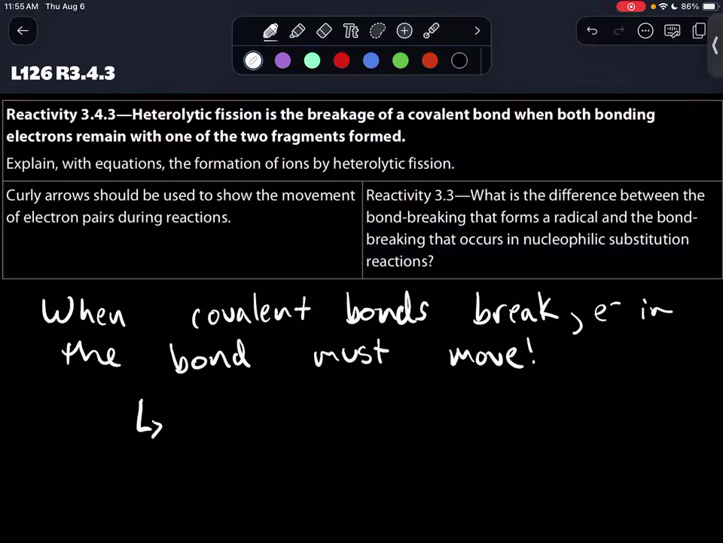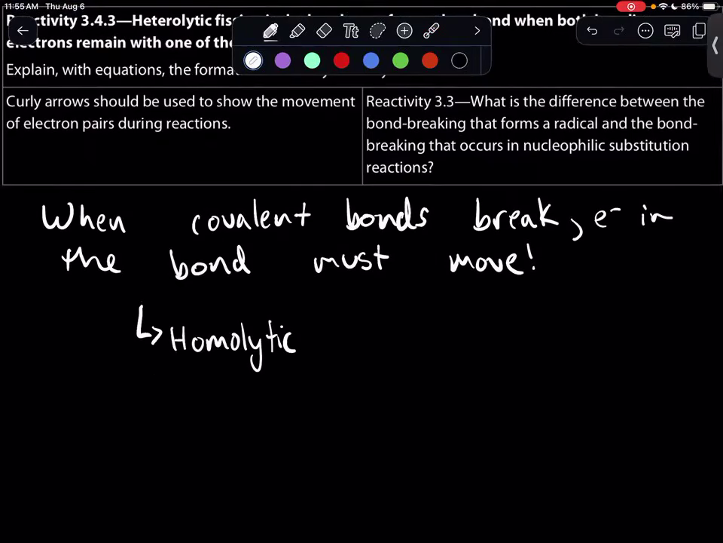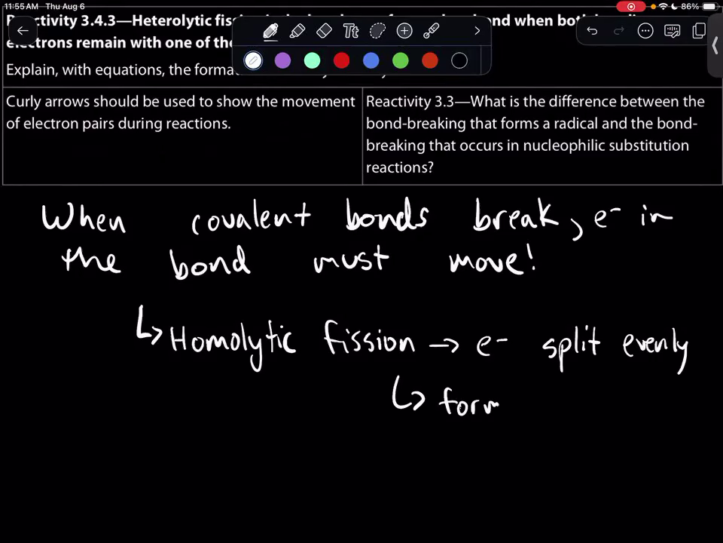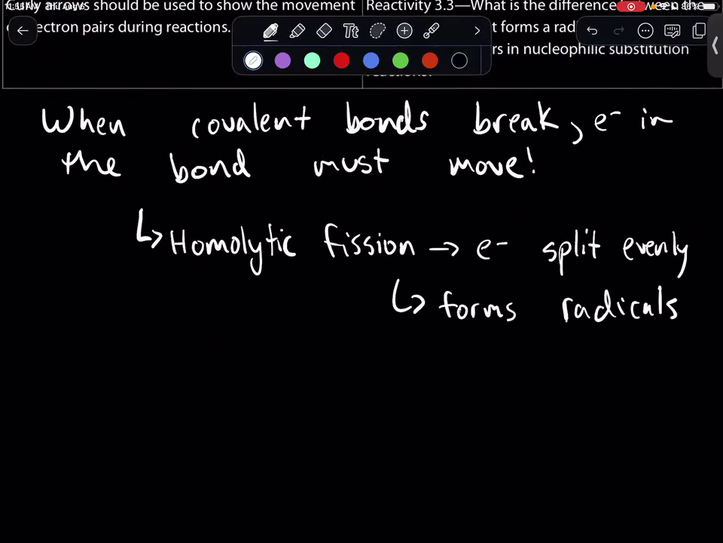So we learned about homolytic fission a couple units ago, and that was when the two elements were the same, usually. So in homolytic fission, electrons are split evenly, which, remembering, forms free radicals. Those incredibly reactive species that have led to the depletion of our ozone layer, especially with chlorofluorocarbons and such. Now, the new one we're learning about is heterolytic fission.